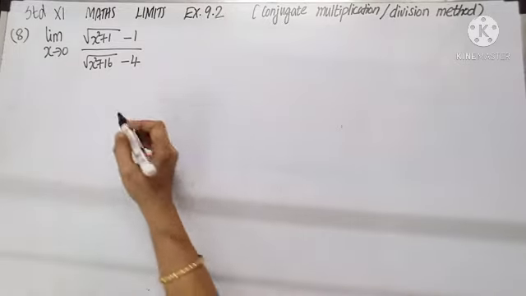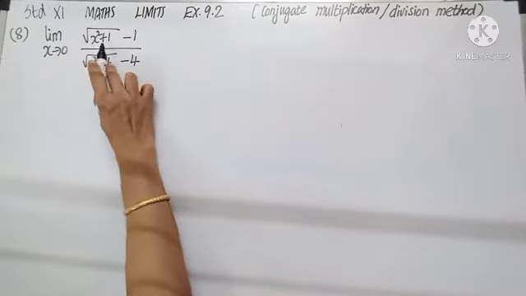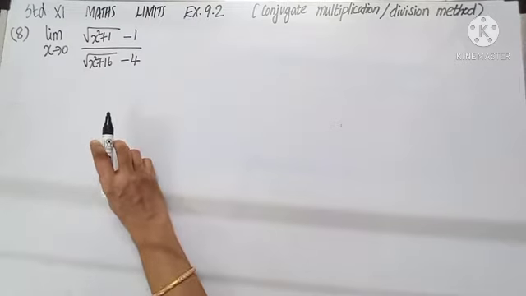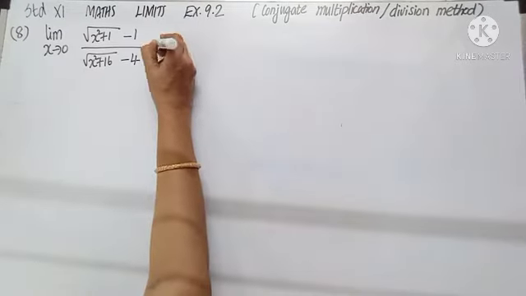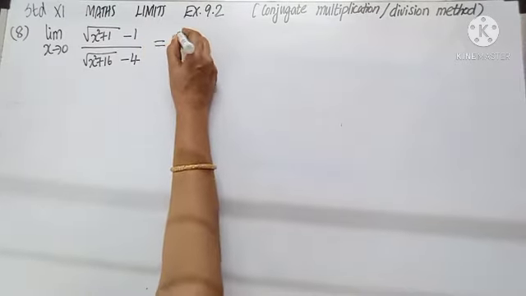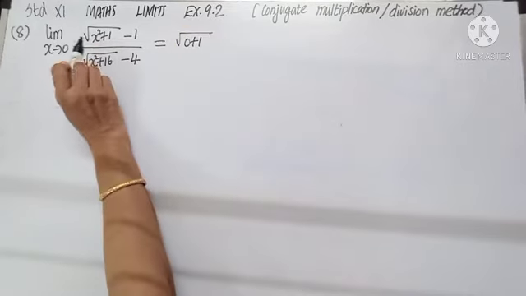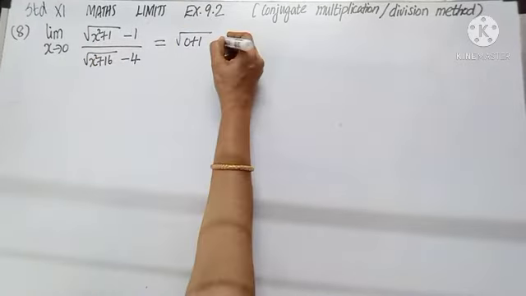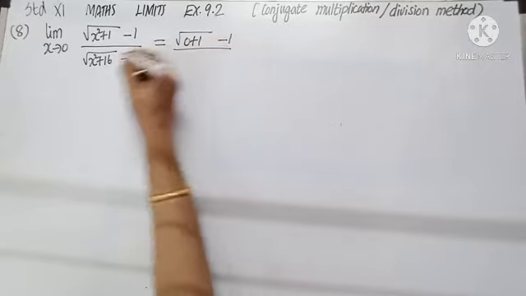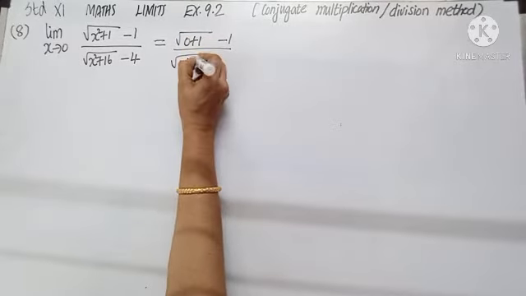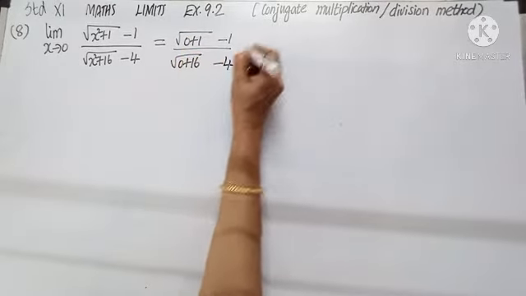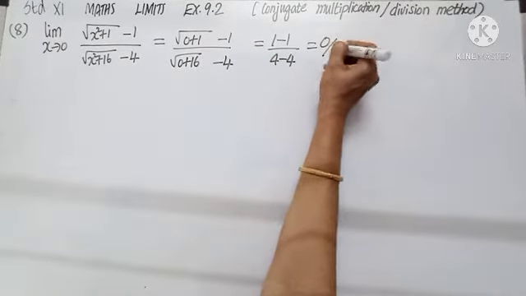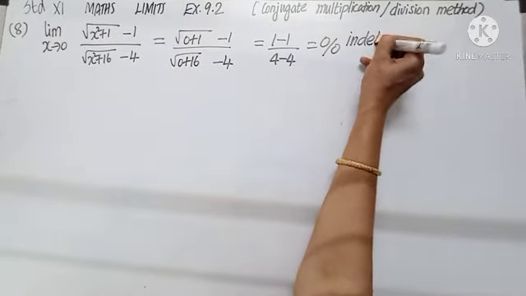Question number 8. Limit x tends to 0, (root of x square plus 1 minus 1) by (root of x square plus 16 minus 4). As I directly apply the limits, wherever x comes, we put 0. 0 plus 1 minus 1 by 0 plus 16 square root minus 4. We get 1 minus 1 by 4 minus 4, that is 0 by 0, which is indeterminate.